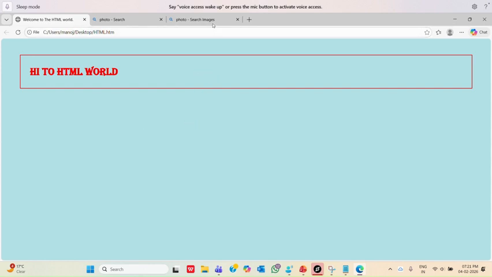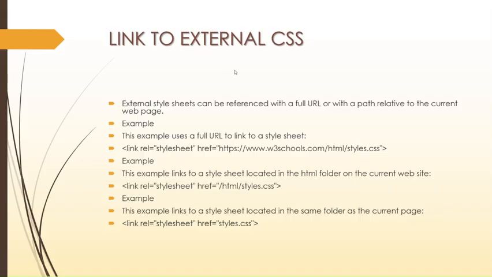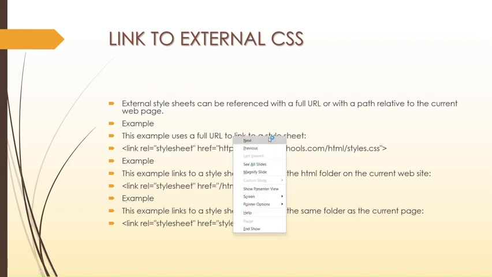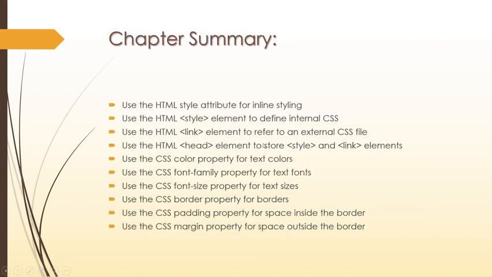So let's move towards our next property, link to an external CSS. External style sheets can be referenced with a full URL or with a path relative to the current web page. For example, this example uses a full URL to link to a style sheet. So this is a link, this is a style sheet. For example, this example links to a style sheet located in the HTML folder on the current website. So these all were the examples of how to do that.